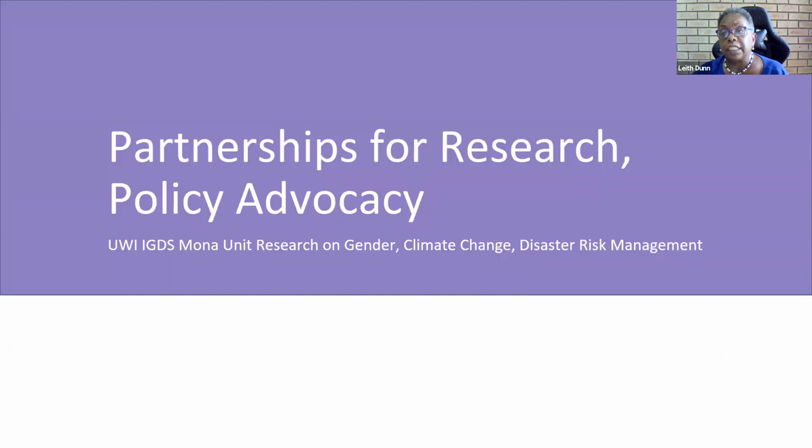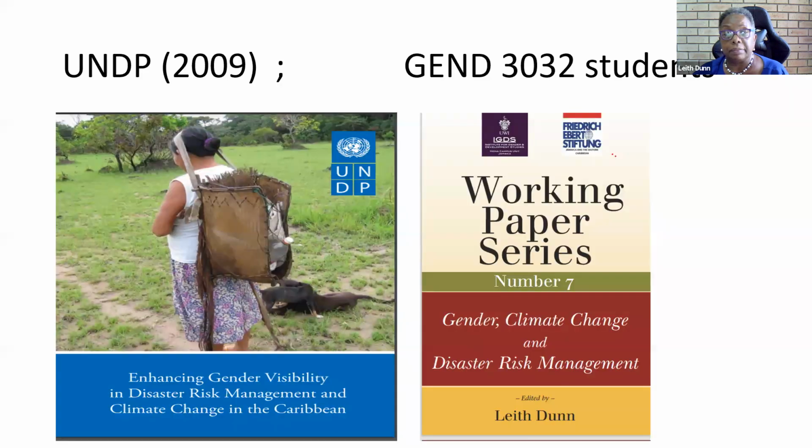So I now want to share some of the partnerships we have developed for research and policy advocacy, particularly around gender, climate change, and disaster risk management. In 2009, UNDP asked us to do 8 studies, enhancing gender visibility in disaster risk management and climate change. Out of the findings, which were that there were differences but people didn't know how to mainstream gender, I developed a course, Gender, Climate Change, and Disaster Risk Management. And this publication, Working Paper 7, was published with the Friedrich Ebert Stiftung office in Jamaica. Mrs. Judith Wedderburn, who was director at the time, meant that we were able to publish the research done by the students in that course and empower them to do change and advocacy in their own communities.